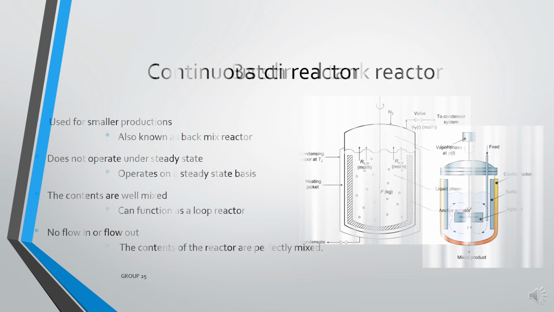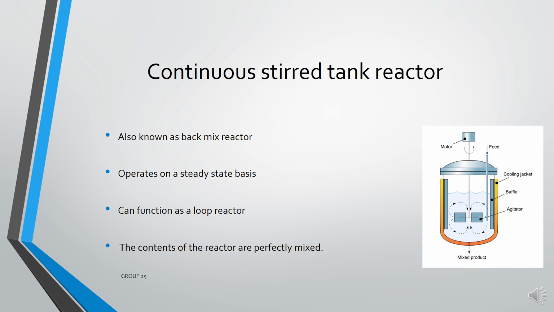Continuous stirred tank reactor. The continuous stirred tank reactor, CSTR, is also known as the back mix reactor. It operates on a steady basis and can also function as a loop reactor. The contents in this reactor are perfectly mixed, and this is a great advantage.